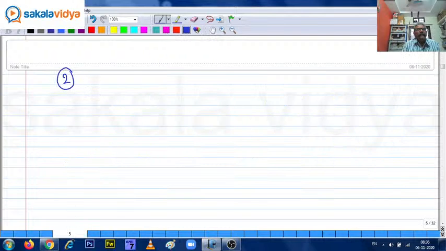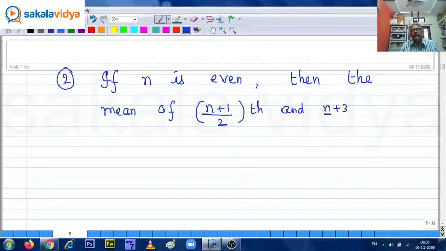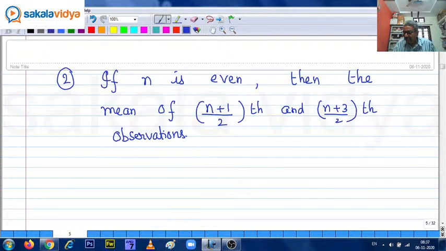Second one, if n is even, then the mean of the (n plus 1 by 2)th and (n plus 3 by 2)th observations. Okay, let us do the problems now based on this one.